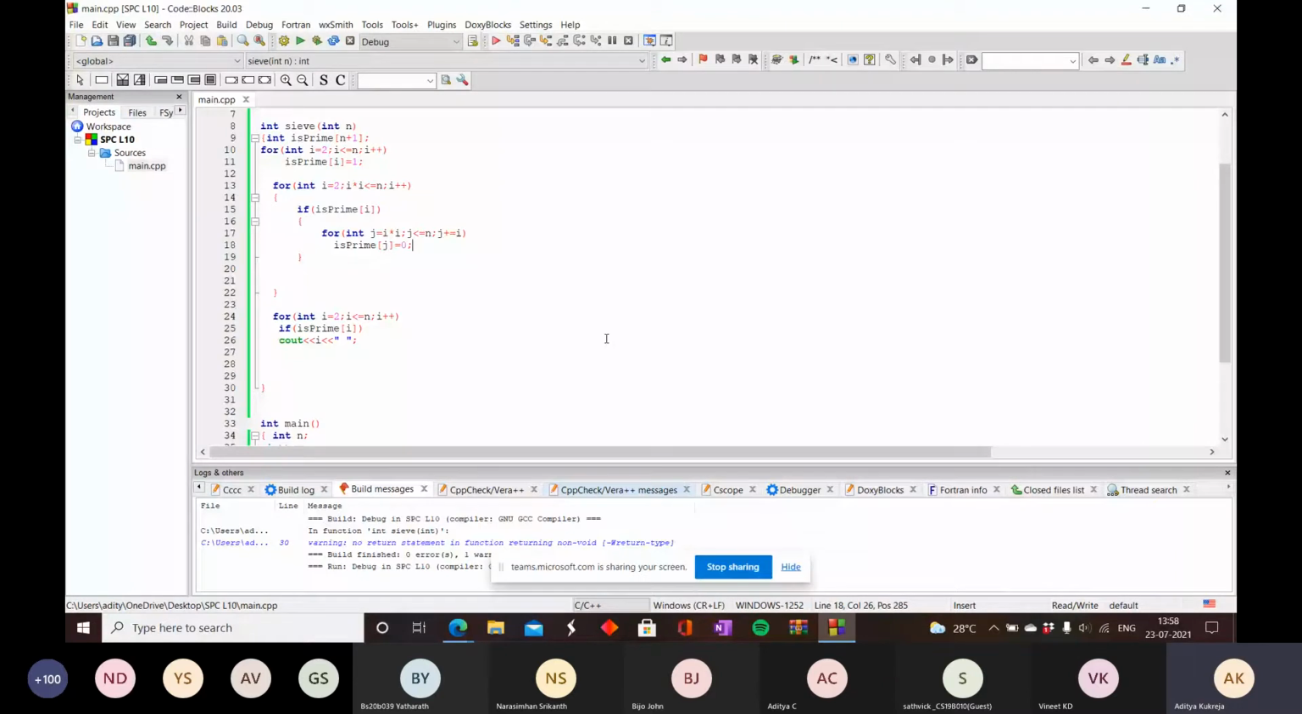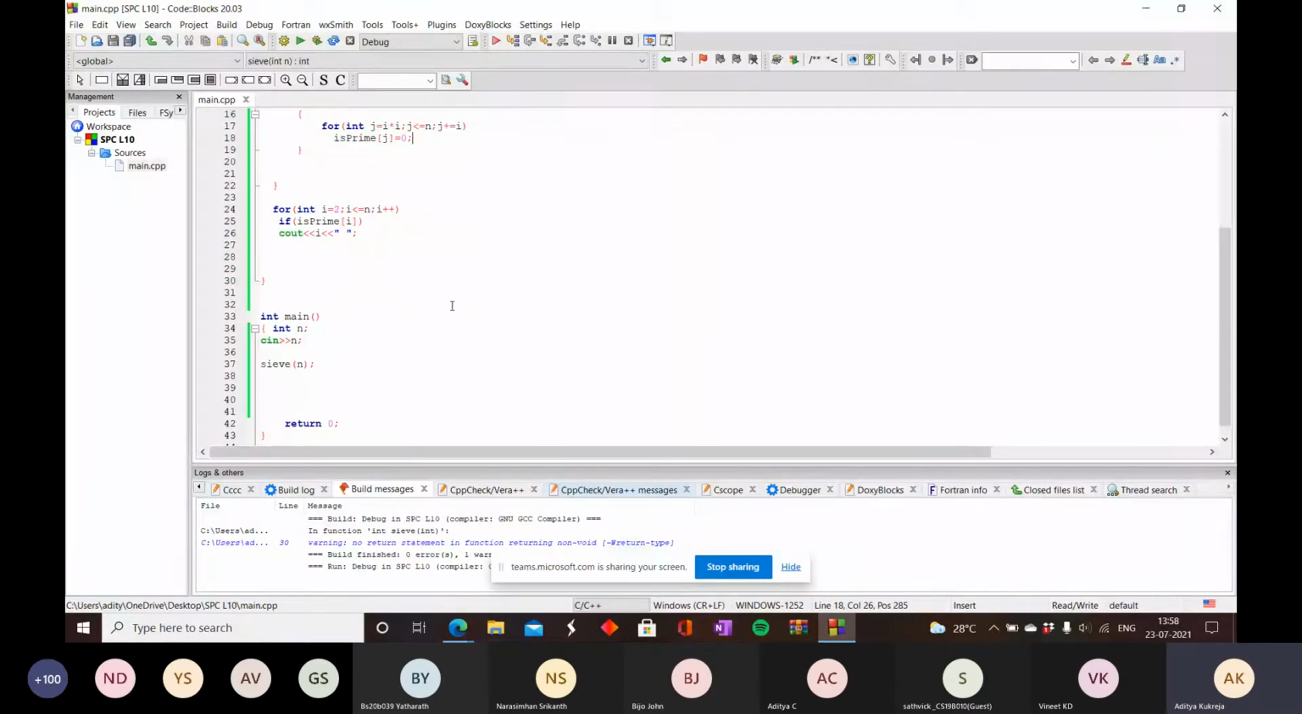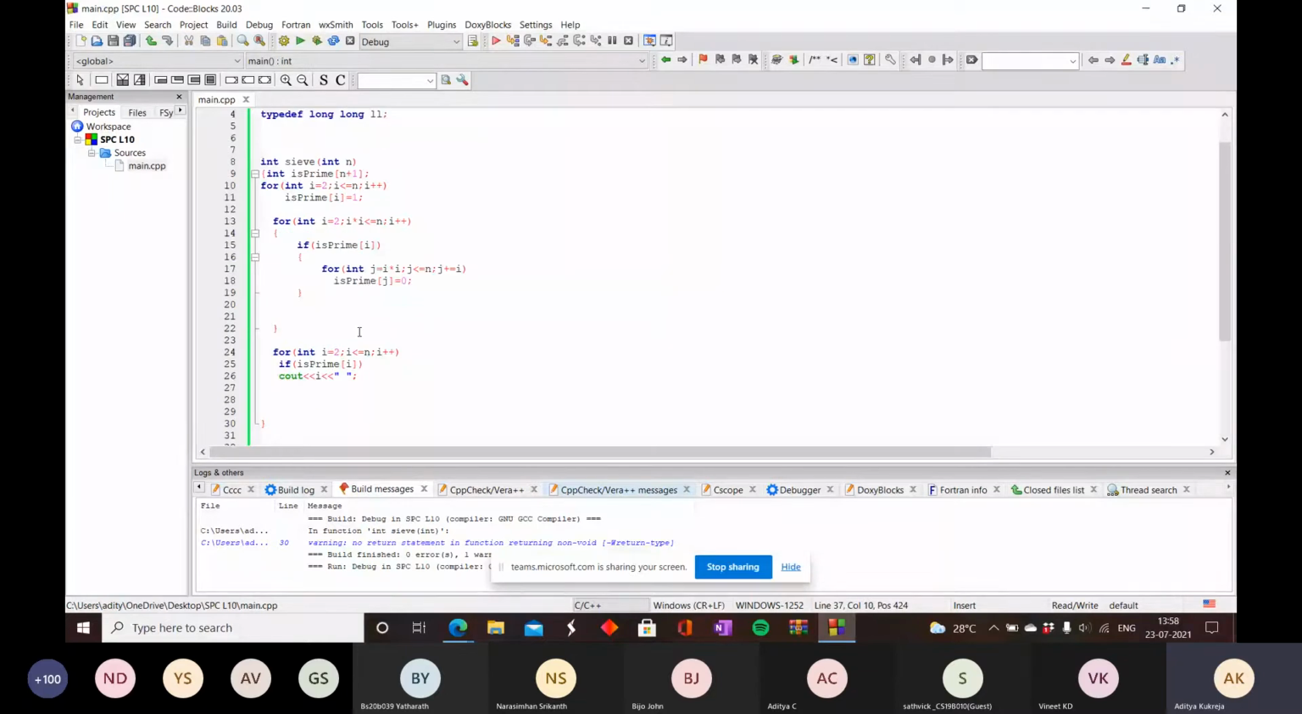So what we have done is in the main function, we have declared n and we're inputting it. This was the problem statement: we have to input n and generate all the prime numbers less than n. And then we're calling this function Sieve. Within the function, first we are declaring an array of size n+1. So this would have all the numbers as the index from 0 to n.